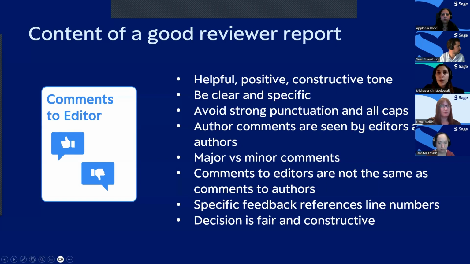The tone of the review should be helpful, positive, and constructive. Keep in mind that authors may be non-native English speakers. A review should be clear and specific. Avoid using strong punctuation like exclamation points or words in all caps that don't need to be as such, that can make a review appear aggressive and intense. Review comments are seen by both editors and authors, so be mindful of word choice and phrasing. To be invited again by an author, writing a well-thought-out review goes a long way.